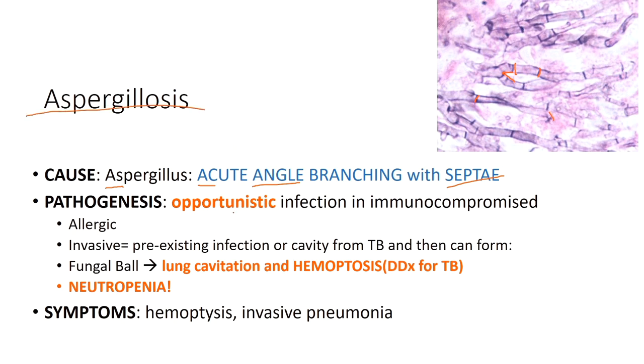That's aspergillosis. It's an opportunistic infection in immunocompromised patients. There's an allergic type, so you're going to have an allergic reaction. We have an invasive type. That's usually when there's already a cavity from TB or some sort of abscess that we cleared.